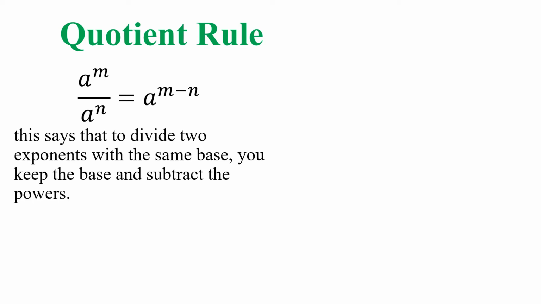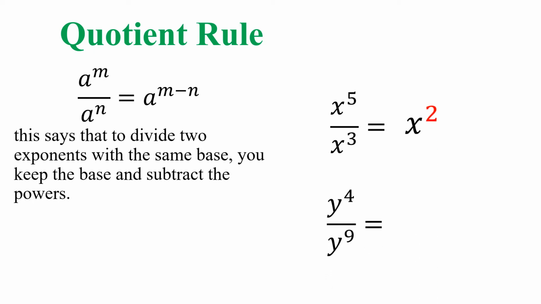Okay, so keep the base the same and then subtract the powers. Let's take a look at some examples. x to the power of 5 over x to the power of 3 equals, and then y to the power of 4 divided by y to the power of 9.